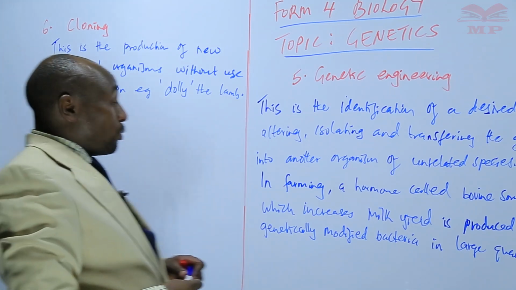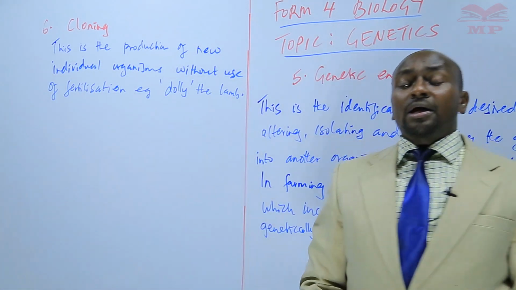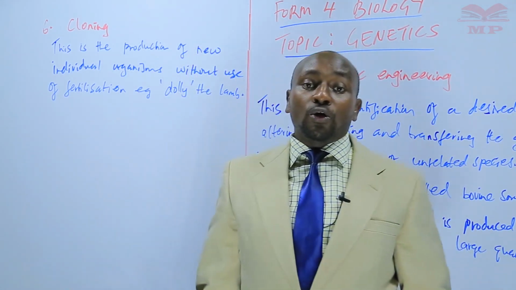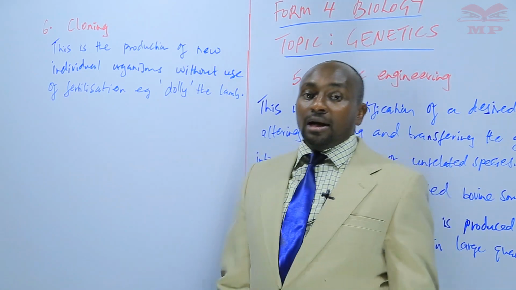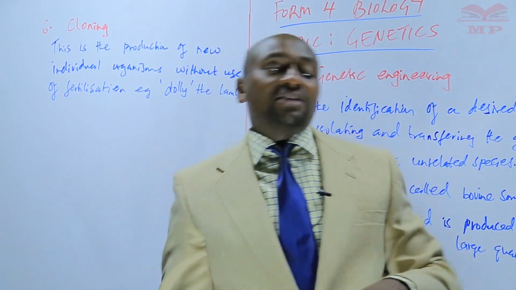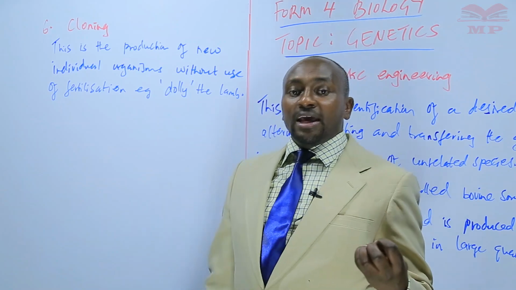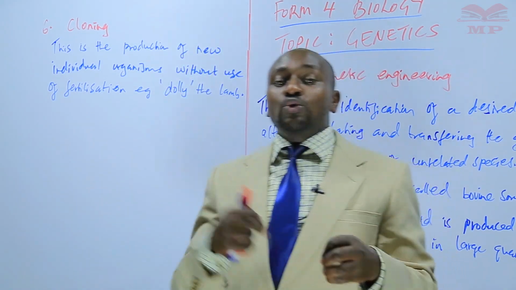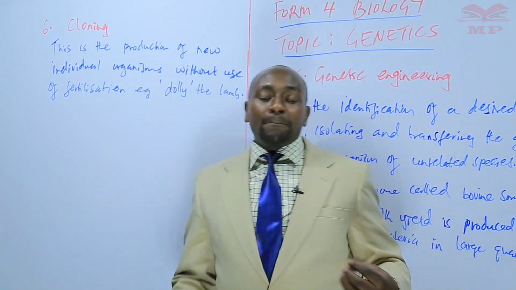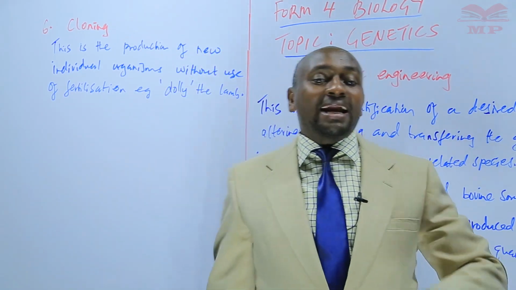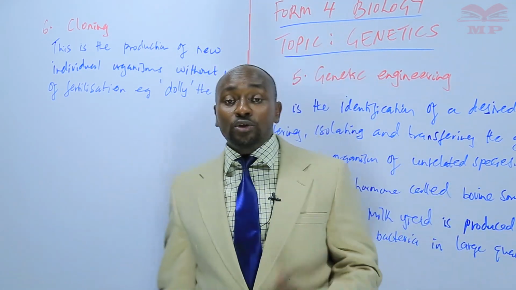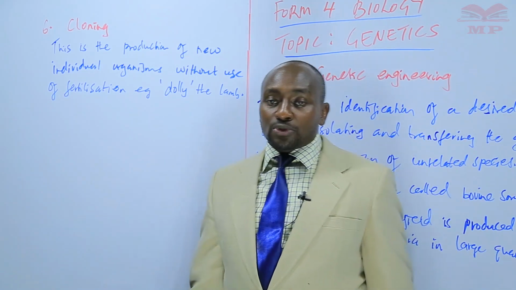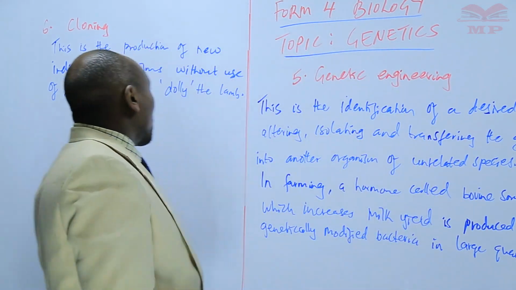So Dolly the lamb was a sheep that was made without fertilization by use of cloning, whereby, for example, a cell was obtained from a certain part of the body, and then it was inserted into an ovum without a nucleus so that it can be implanted into another sheep's body without involving fertilization, and then it can give rise to an organism. So that is one case of cloning.